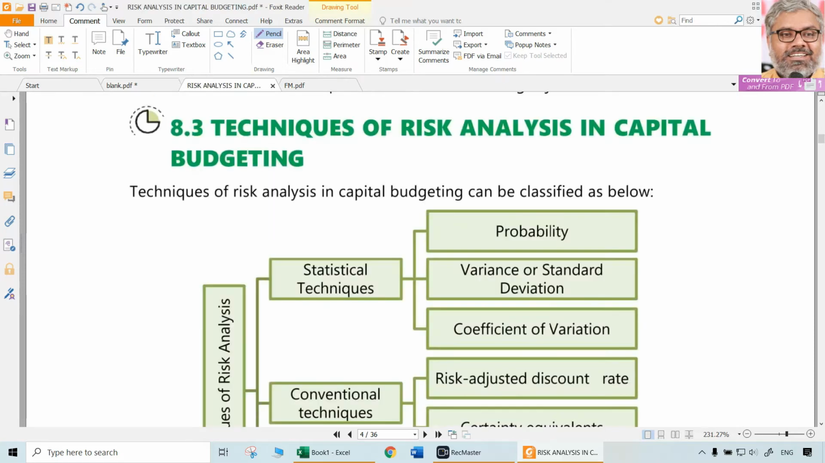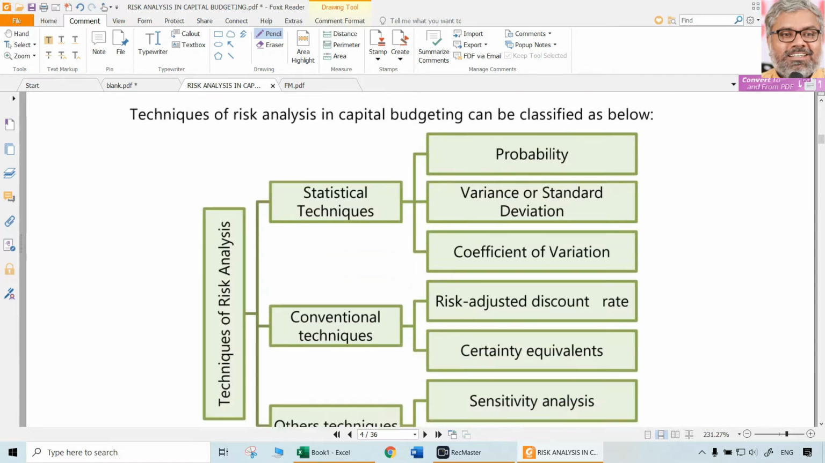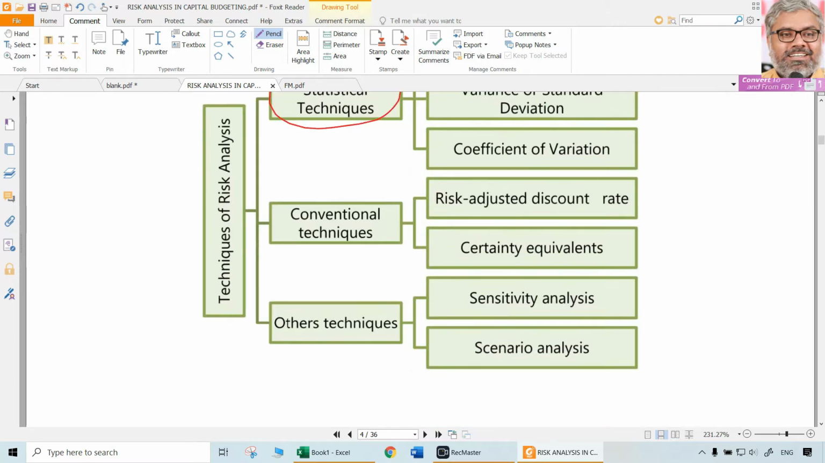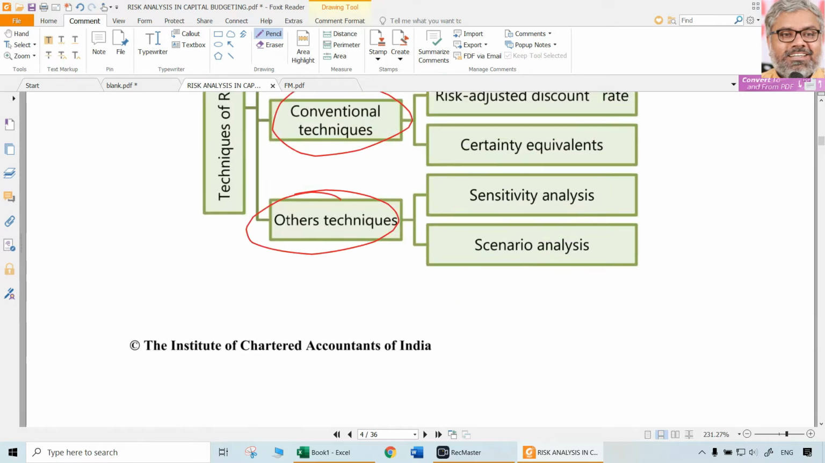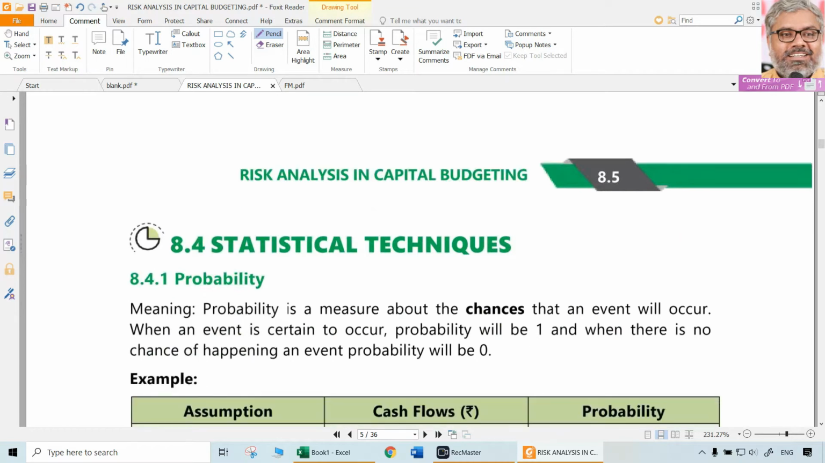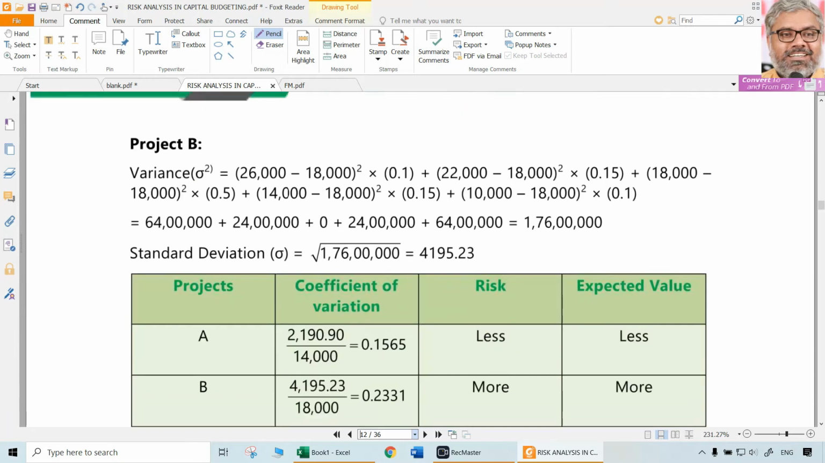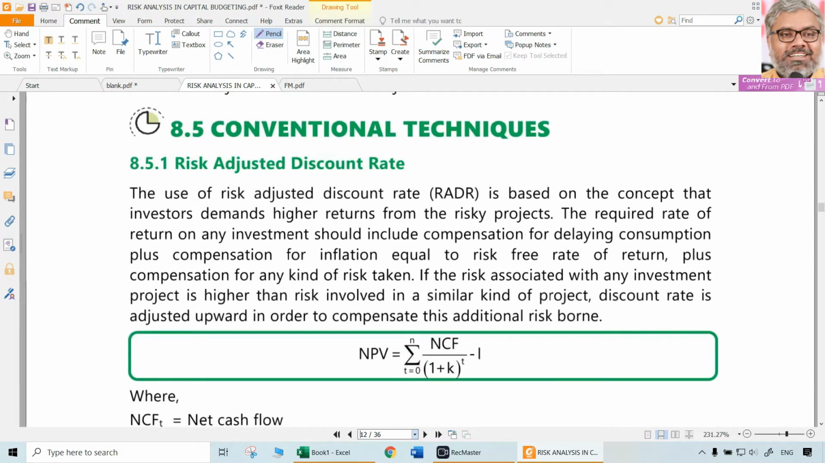So what kind of possibilities are there? What kind of techniques can be used for the risk analysis in capital budgeting? As we just now understood at a broader level, 3 types of techniques are there: statistical techniques, conventional techniques, and some other techniques also are there. Let us first move on to the conventional techniques, because they will give better understanding and quick understanding of the concept of risk, relatively easier also. So what are the conventional techniques? Just now as we discussed, one of the most popular conventional technique is risk adjusted discount rate.